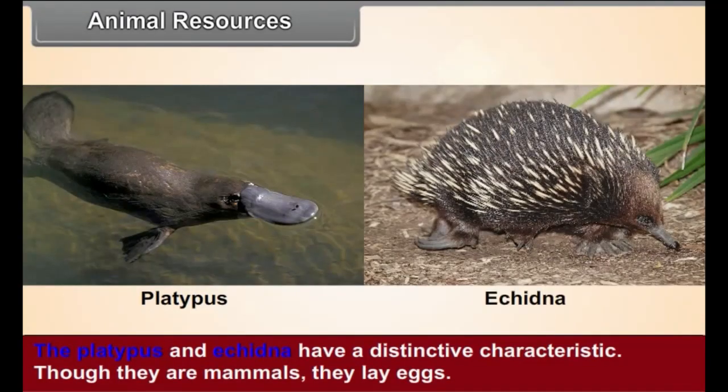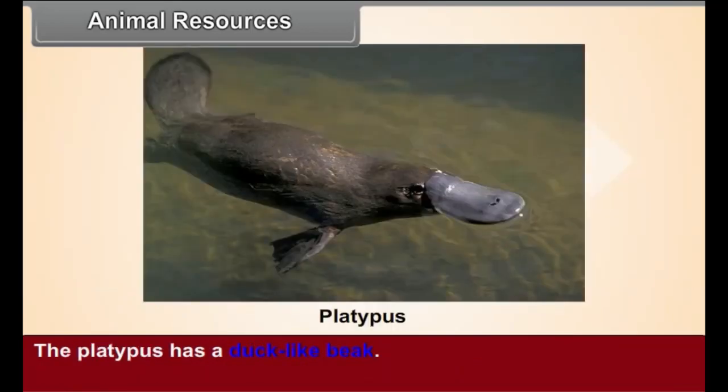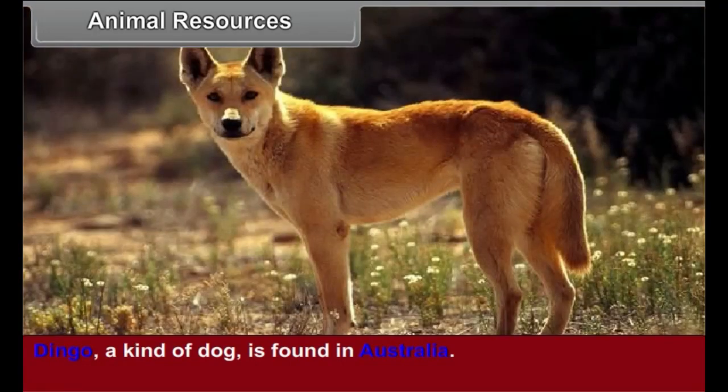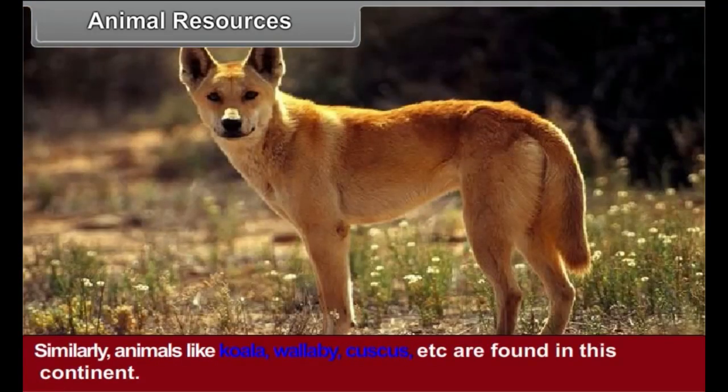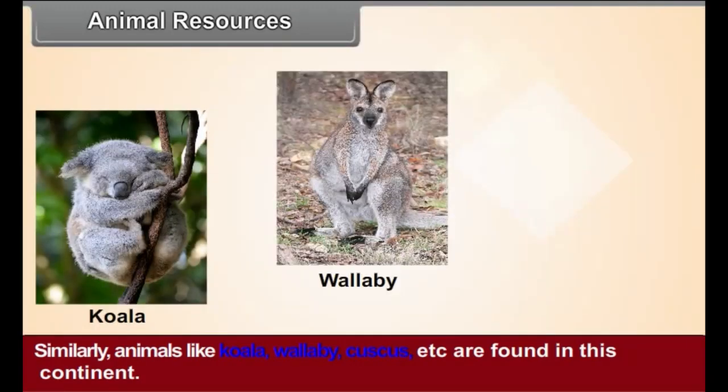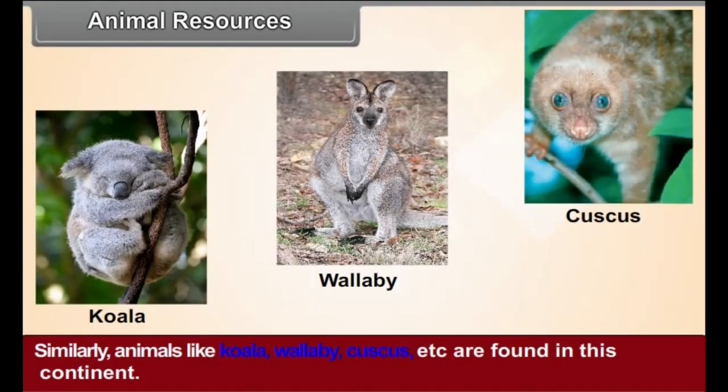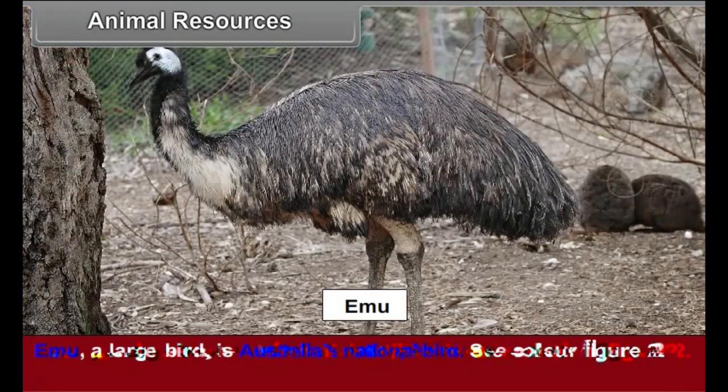The platypus and echidna have a distinctive characteristic. Though they are mammals, they lay eggs. The platypus has a duck-like beak. Dingo, a kind of dog, is found in Australia. Similarly, animals like koala, wallaby, cuscus, etc. are found in this continent. Emu, a large bird, is Australia's national bird.